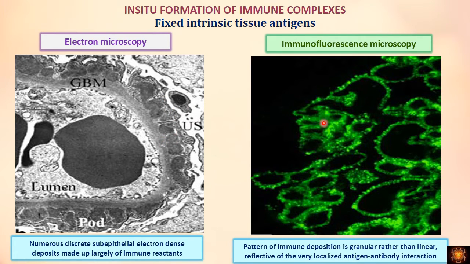And when we see in the immunofluorescence, we can see the granular deposits. If you see here, you are seeing some granular deposits of the antibodies. This is not a linear deposit, but it is granular because we have subepithelial deposits. In between, we have the foot processes of the podocytes. So here and there, we have the deposits, which gives this granular appearance instead of the linear appearance on the immunofluorescent microscopy.